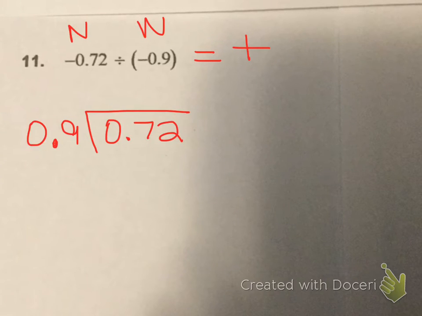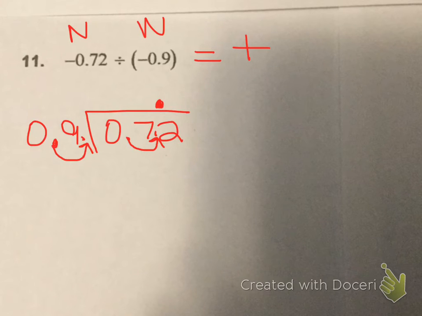Okay, when you have the decimal outside like this, you can't divide by a decimal when it's your divisor. So you have to move that decimal once to the right. If you move that decimal once to the right, you have to move this decimal once to the right, okay? So now I'm going to put my decimal right up here.